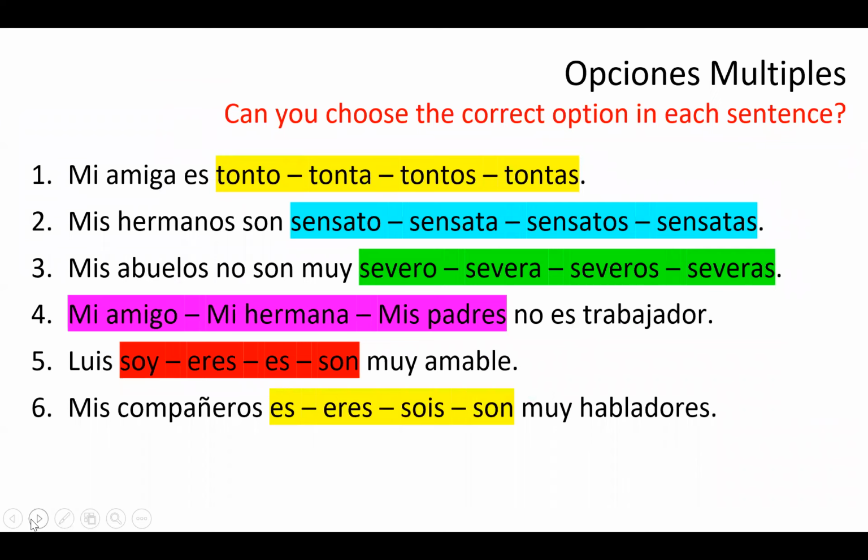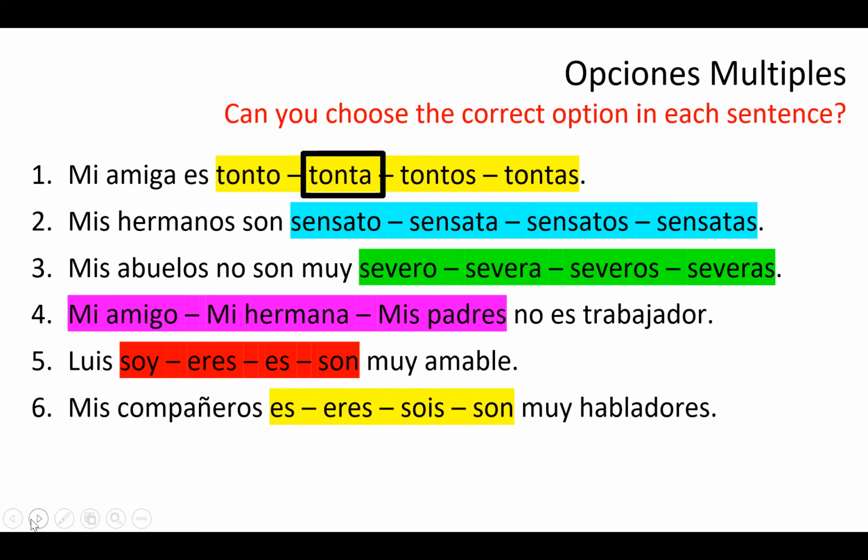Now let's bring everything together from our previous session where we looked at adjective agreements and also the words for is and are. For each of these sentences, 1 through to 6, only one of them is correct in the options highlighted. For example, in number 1, we have mi amiga es tonto, tonta, tontos, or tontas. The correct answer here would be tonta, wouldn't it? The word crazy or silly, made to agree with the word amiga, the noun, feminine and singular format.